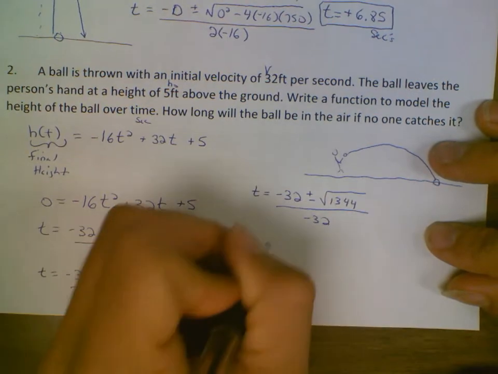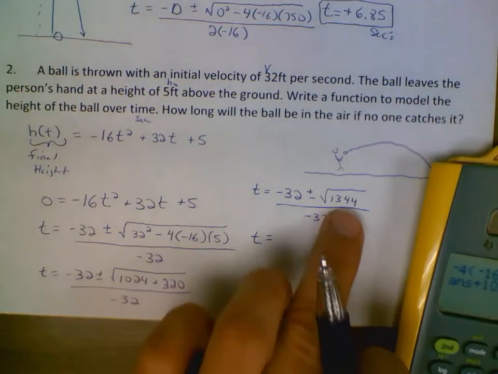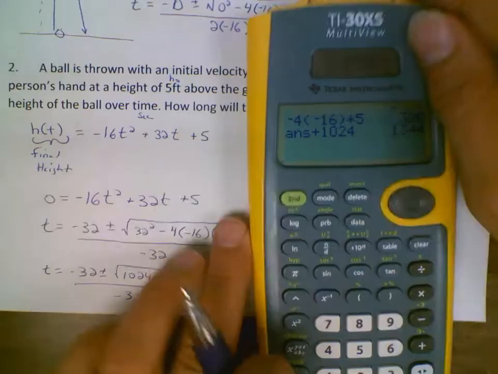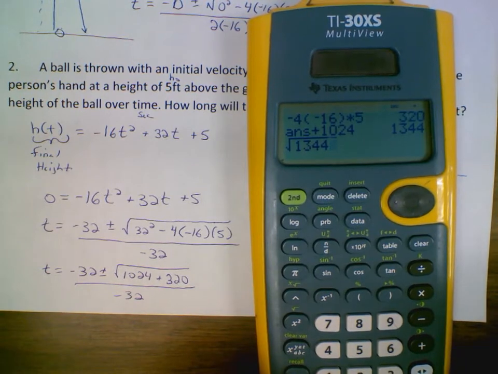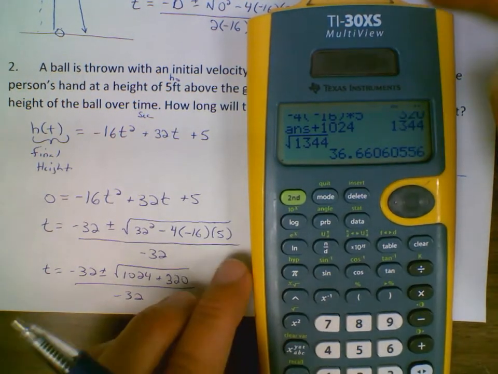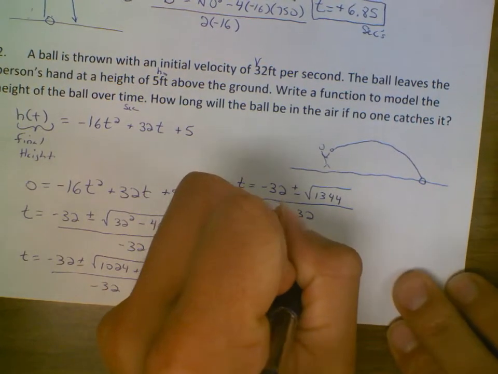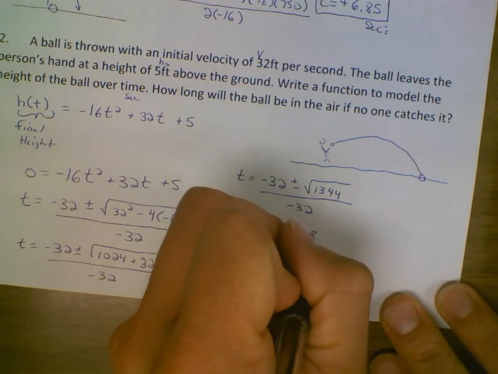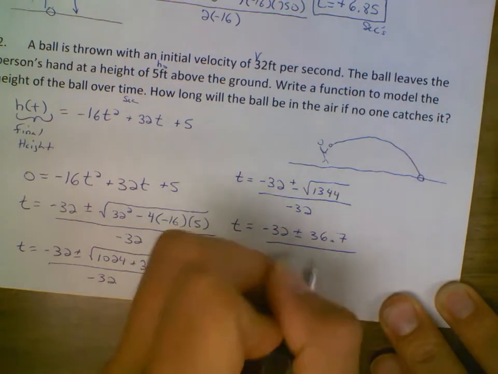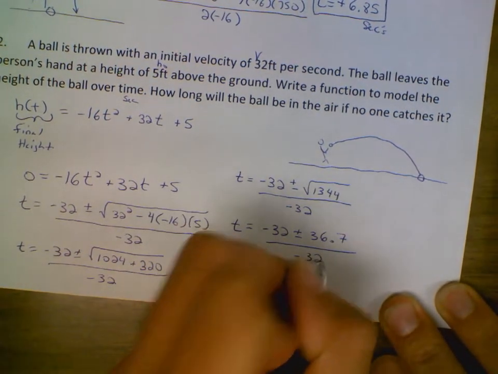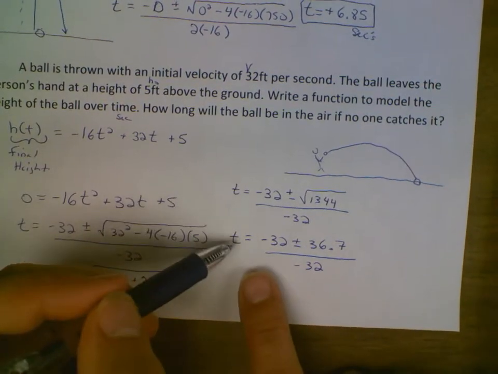So t is going to equal, and then once again, I want to actually get the square root here. So I'm going to click second to get the square root of 1344. And I get 36.66. So -32 plus or minus 36.7 if I round it, and I'm dividing by -32. Now, this is where, once again, you have to think about the calculation we want to do.